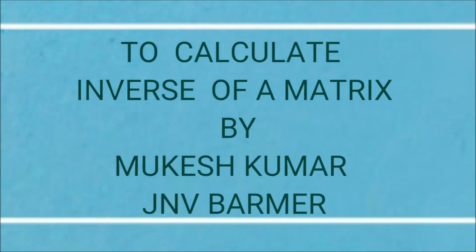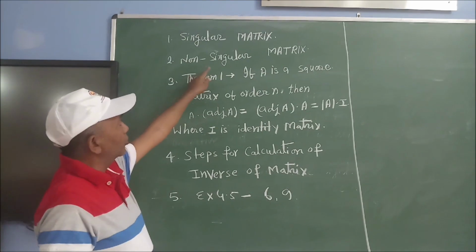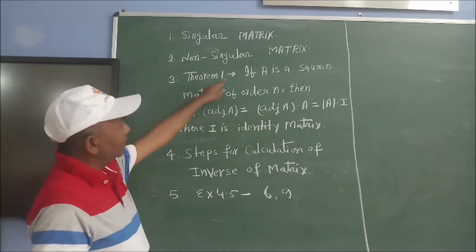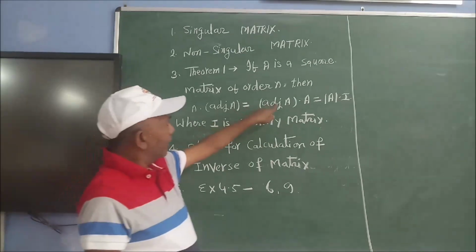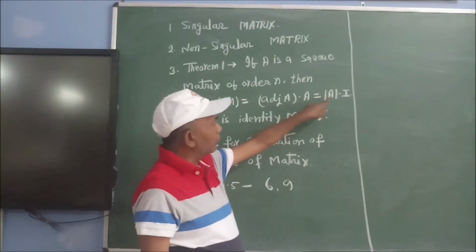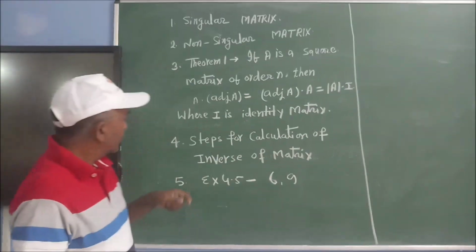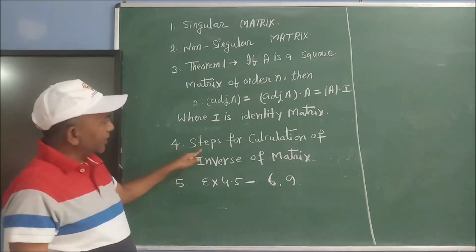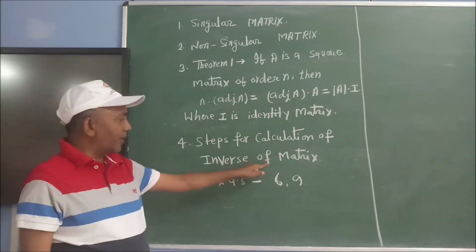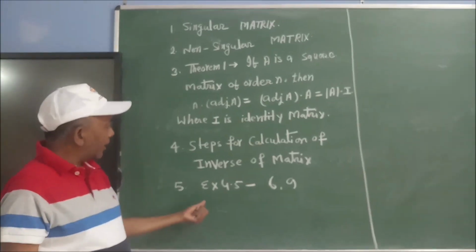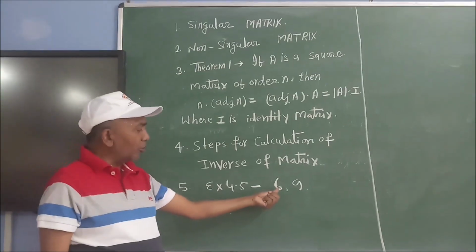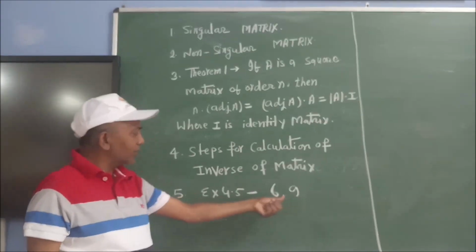Hello students, today our topic is singular matrix, non-singular matrix, a theorem in which we have to prove that A into adjoint A is equal to adjoint A into A is equal to determinant of A into I, and fourth, steps for calculation of inverse of a matrix of order 2 and also of order 3, and two problems, one from order 2 and one from order 3.